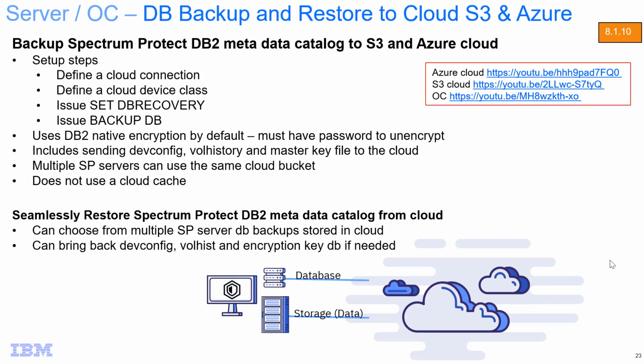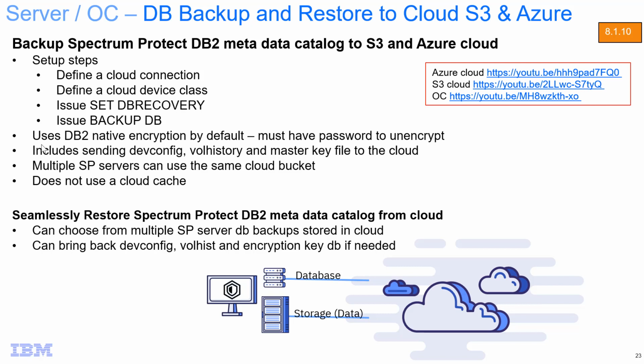The next new feature is our ability to back up the Spectrum Protect metadata catalog, which is a DB2 database, out to the cloud. And this could either be an S3 or Azure cloud. The reason you back up your Spectrum Protect database is because it has all the meta information about what's backed up, where it's backed up to, passwords, how long to keep things, and schedules, and all the other critical information. Currently, you're probably either backing it up to a file server or out to a tape.